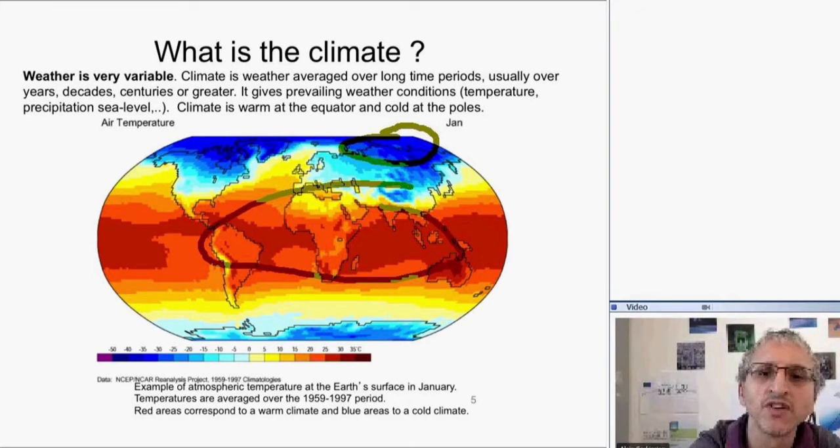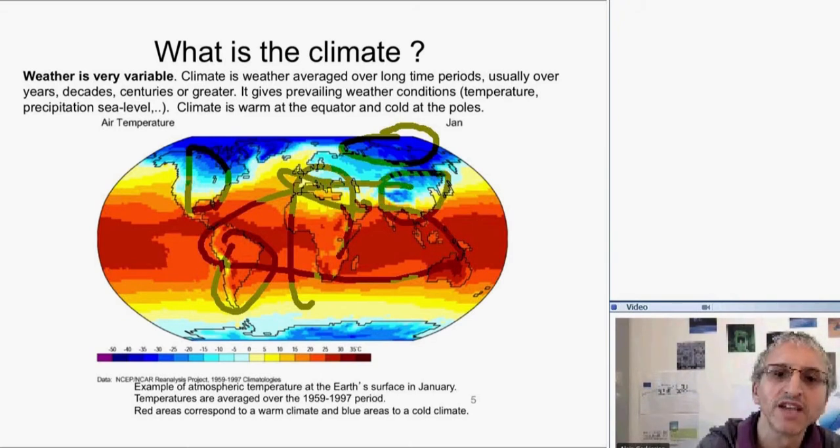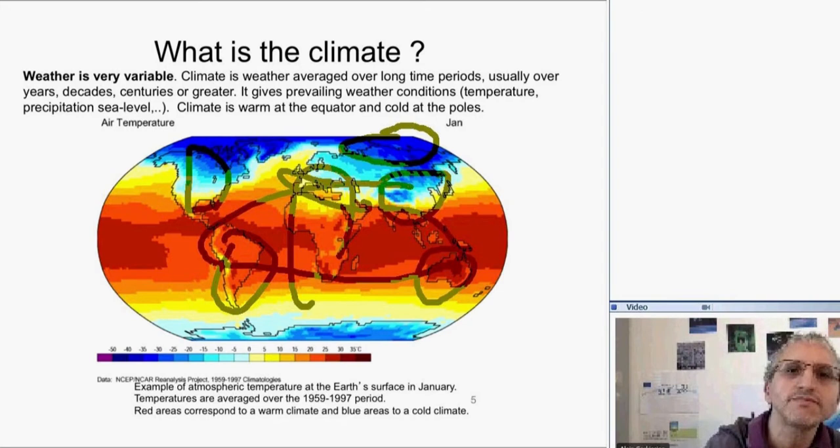It's for January. I could have shown July and August, and it would have been much warmer here in the Arctic and much colder in the Antarctic. On the map, I should have mentioned Africa. You've got North America, South America, Europe here in the middle, Asia, and here Australia. So the important point is climate is simply the average weather.